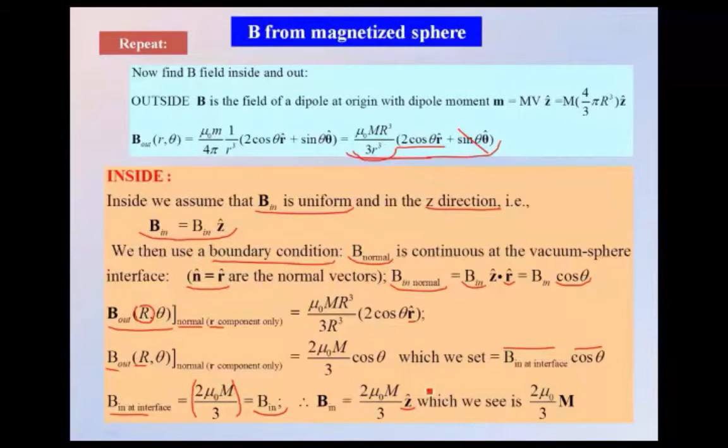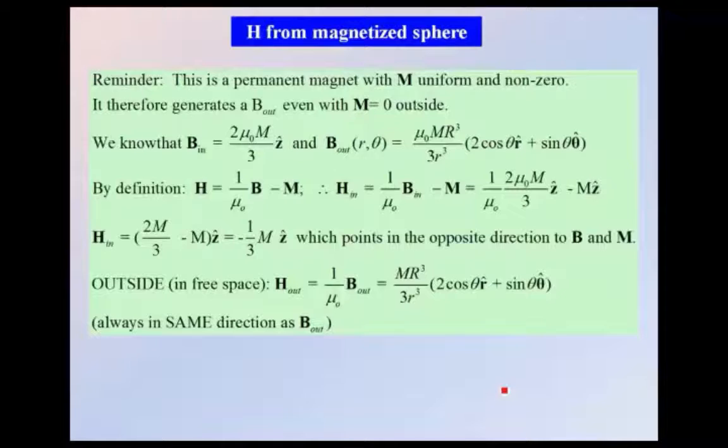So if you go back to m, you can see that this B sub in is just equal to 2 mu 0 over 3 times the m vector. I want to remind you that this is a permanent magnet, and m is uniform and non-zero. It therefore generated a B out, even with m equals 0 outside, of course. So there's a B field outside even though there's no magnetic material.